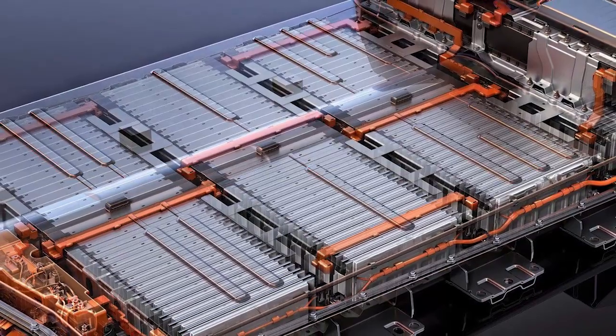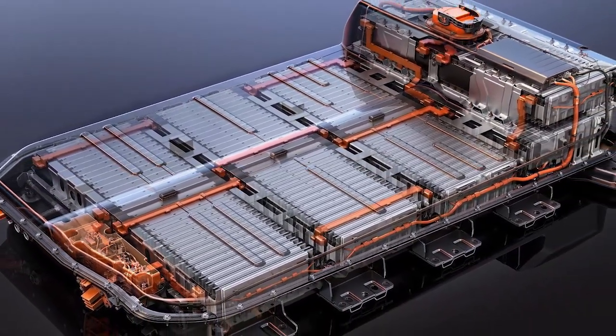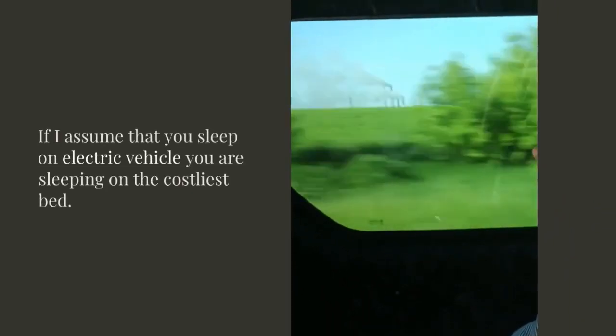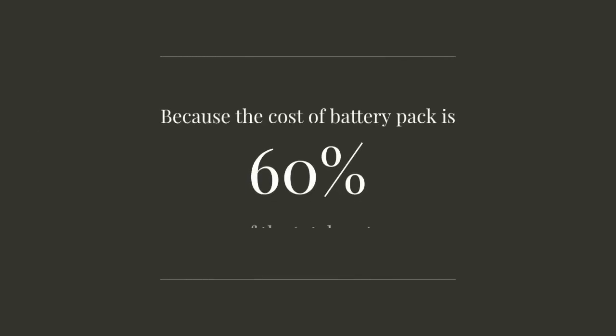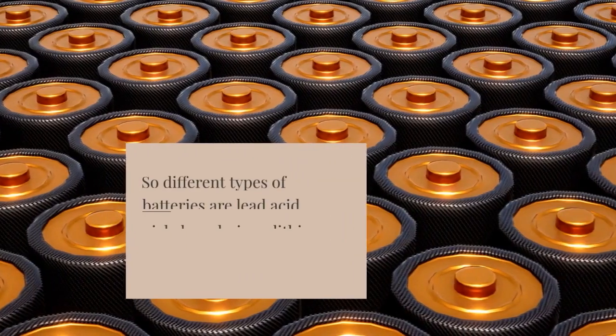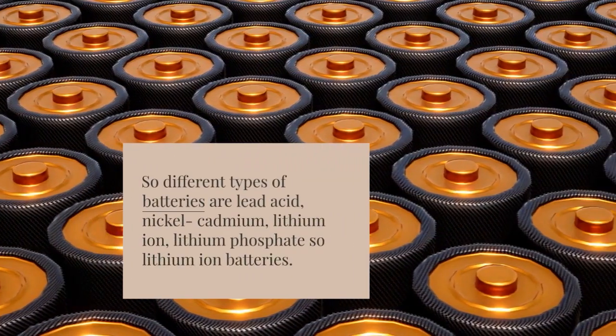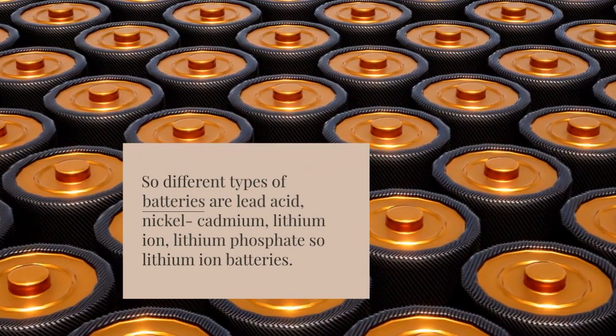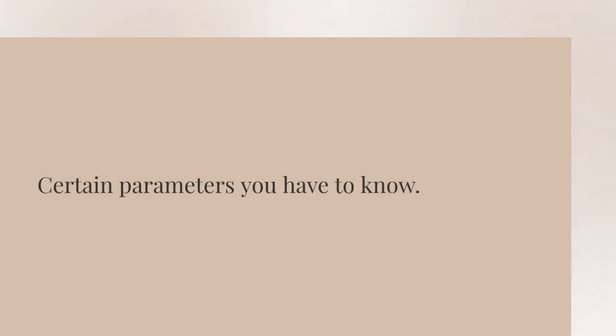You can see a wonderful battery pack which is used in an electric vehicle. This is the costliest bed. If I assume that you sleep on an electric vehicle, you are sleeping on the costliest bed, because the cost of the battery pack is 60% of the total cost. So different types of batteries are lead acid, nickel cadmium, lithium ion, lithium phosphate. For the lithium ion battery, certain parameters you have to know.